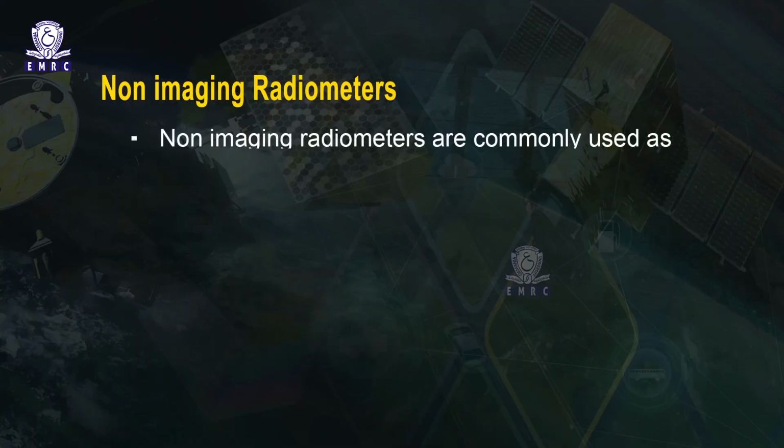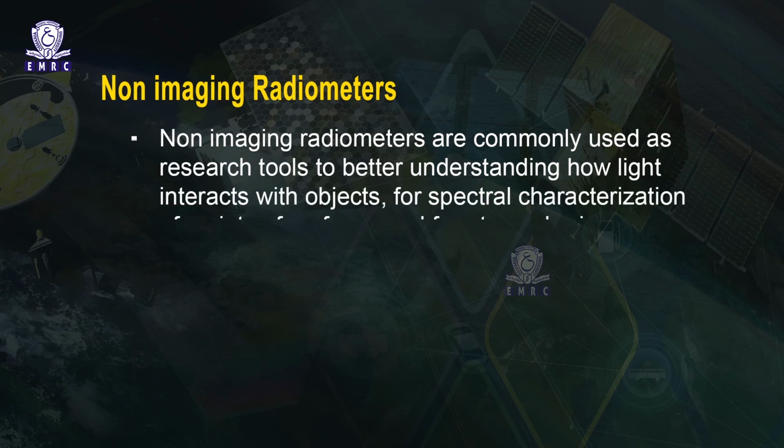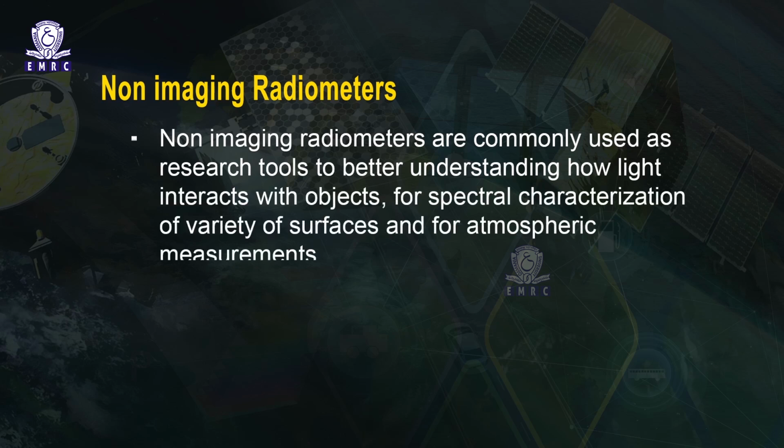Non-imaging radiometers are commonly used as research tools to better understand how light interacts with objects, for spectral characterization of a variety of surfaces, and for atmospheric measurements. Another common use is to measure the quality and the quantity of solar energy. These measurements can in turn be used to correct other imaging and non-imaging measurements for atmospheric effects.